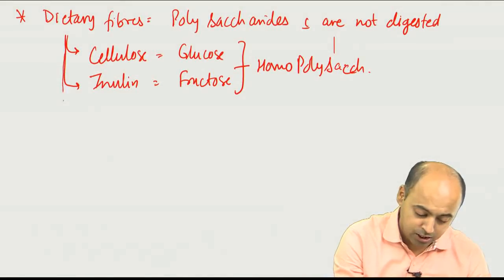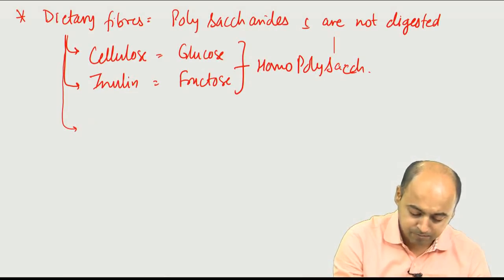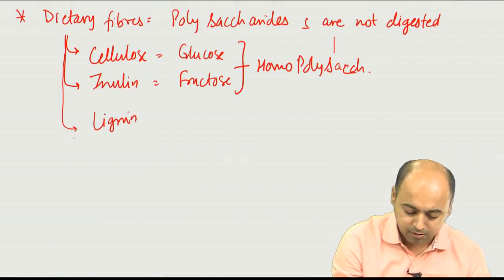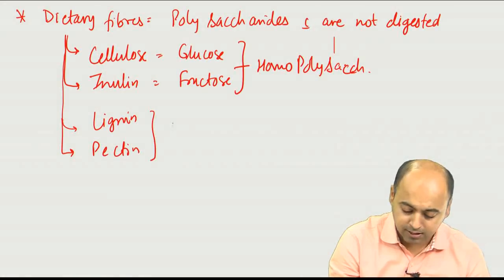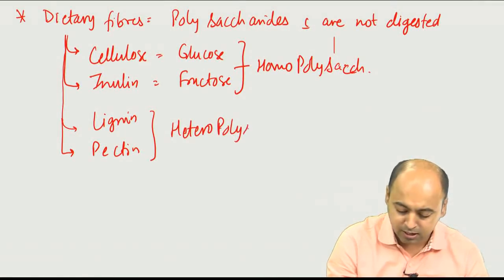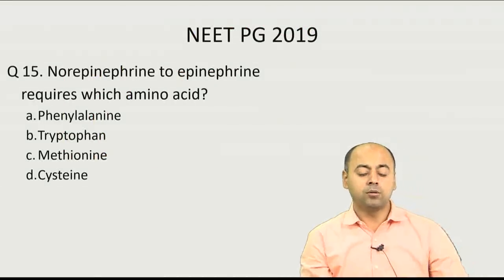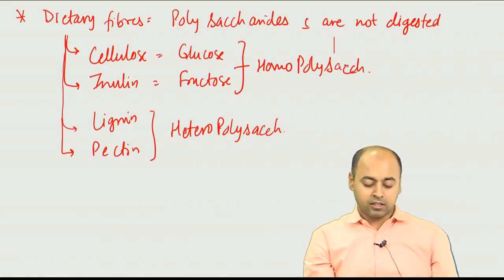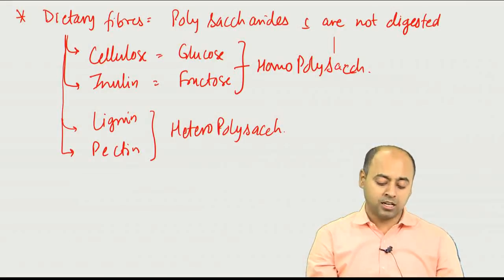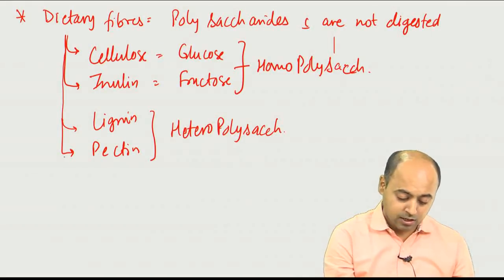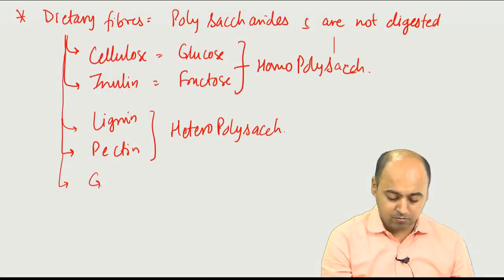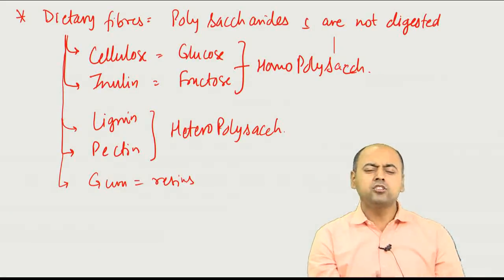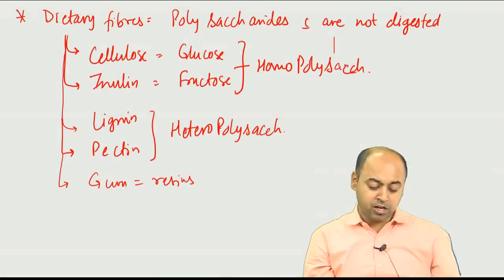In addition, commonly in our diet we also find lignin and pectin. Lignin and pectin would be what are known as the heteropolysaccharides. All the building blocks are not the same, so they are called the heteropolysaccharides. They are commonly present in a large amount of food. Another type is gum, commonly present in the raisins. Normally it is not a part of our diet.